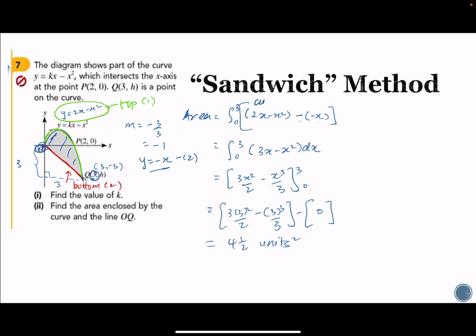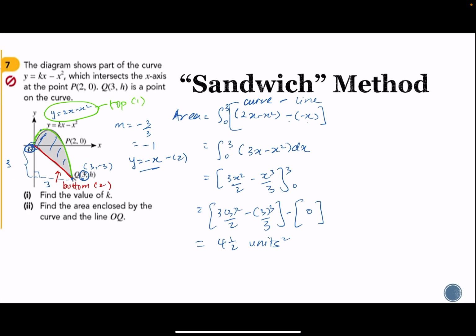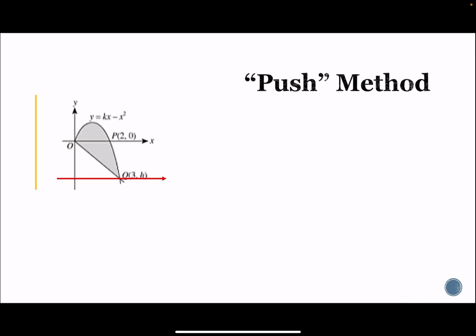So this is the curve minus the line, kind of speaking. As I said, it can be line first, but it happens that for this one the top part is actually a curve. Now, some of you will be wondering, is there another method? Yes, we can also do the push method, which means that we don't have to worry about finding the equation of the line. Just now we had to find the equation of the line.